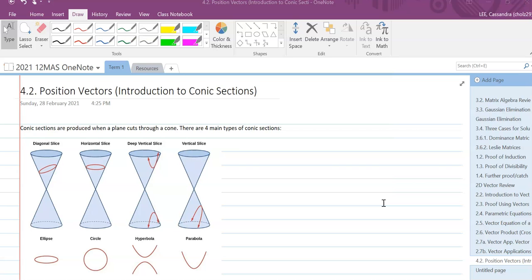Each of these different conic sections can be described using a Cartesian equation, or they can be described using a set of parametric points. We're going to be using vectors expressed using the parametric equation, so we're going to have a function for x and a function for y. Let's jump in and I'll show you an example.